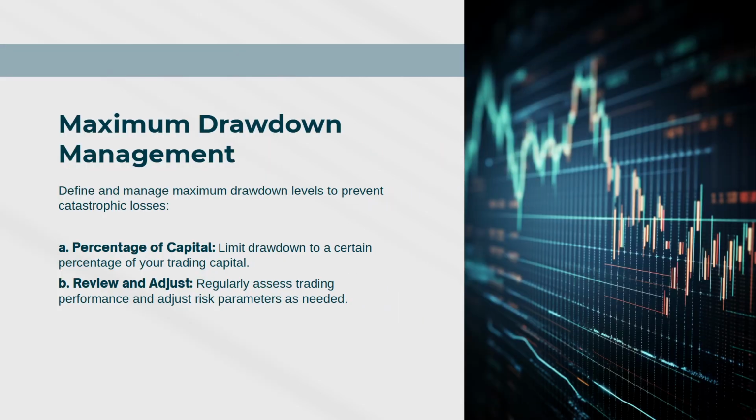Maximum drawdown management. Define and manage maximum drawdown levels to prevent catastrophic losses. Percentage of capital. Limit drawdown to a certain percentage of your trading capital. Review and adjust. Regularly assess trading performance and adjust risk parameters as needed.